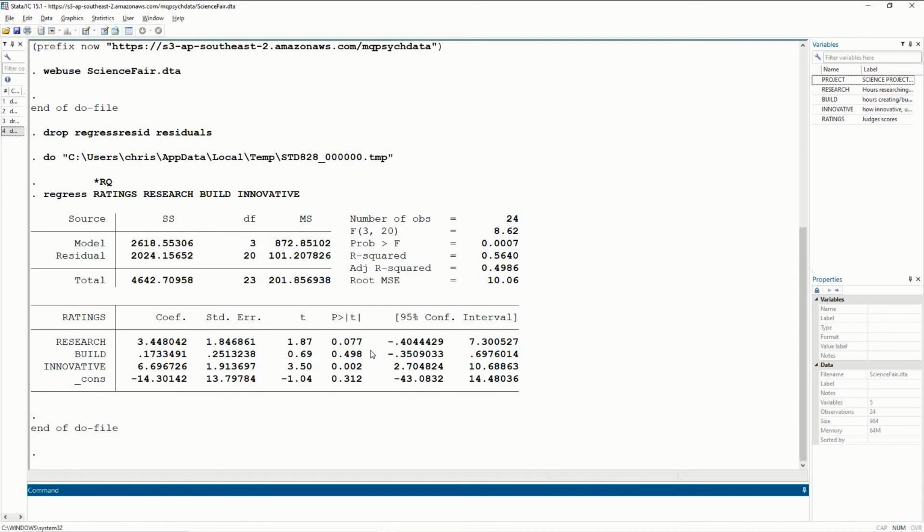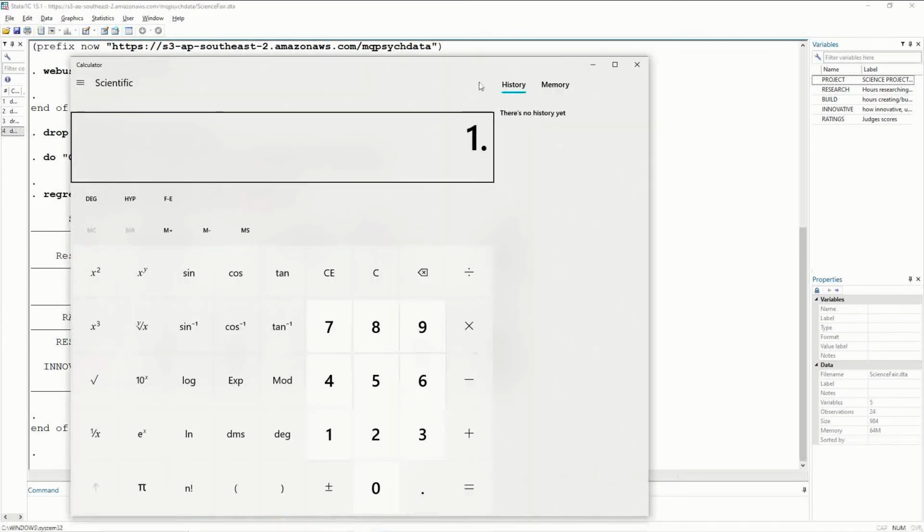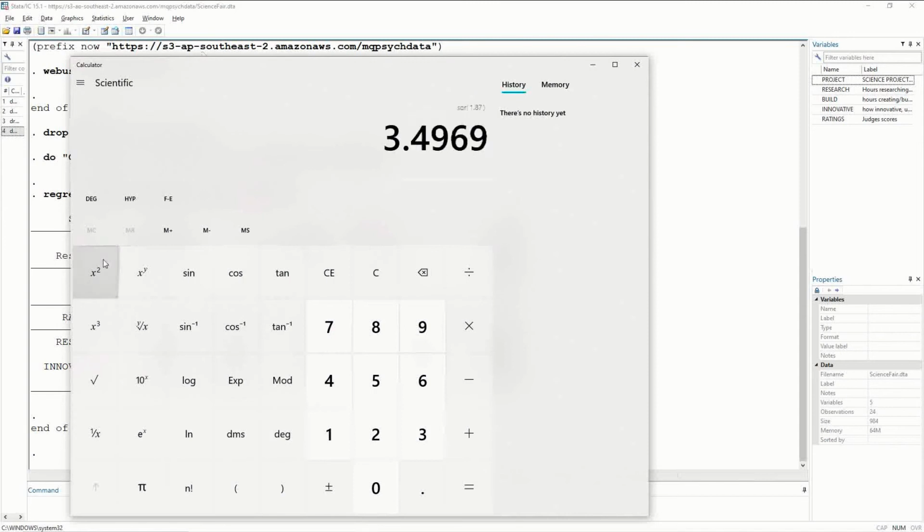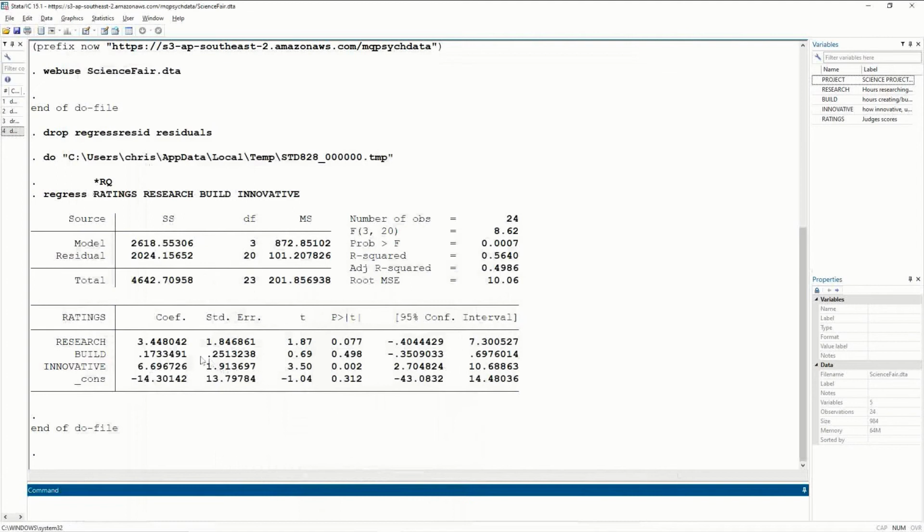Now, interestingly, my t-statistic here of 1.87, if I square it, I won't get 8.62. We can do this. 1.87, and I square it, and I get 3.49. So the reason for this is this research effect is only the unique effect of research, whereas this F up here is the combined effect of all 3 predictors together.